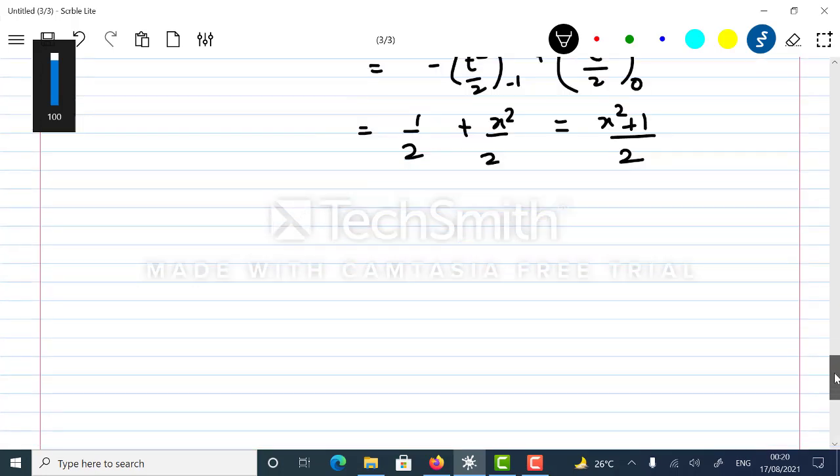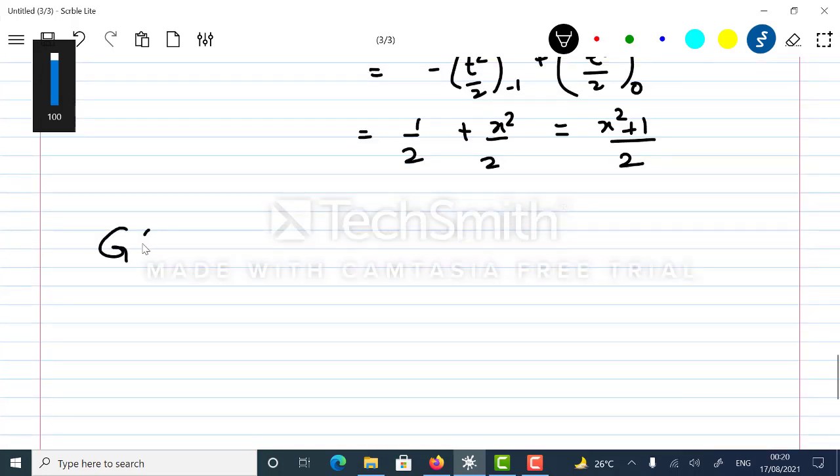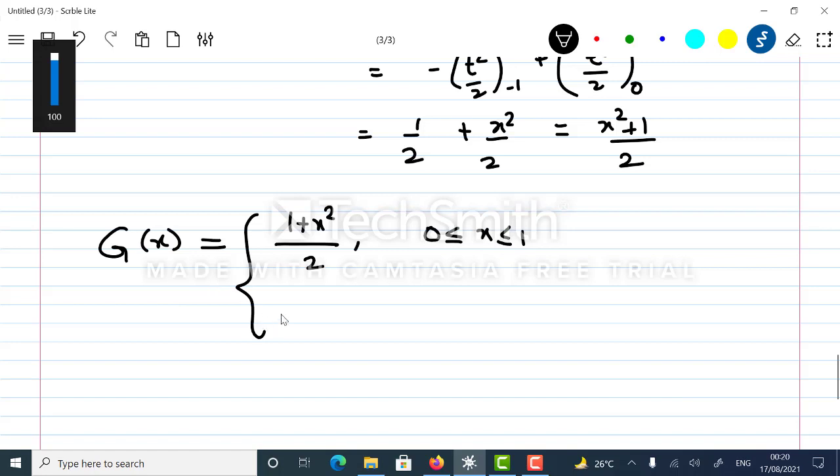So my final g of x, that is the indefinite integral, is 1 minus x square by 2 plus x square if x is between 0 to 1, and it is 1 minus x square upon 2 if x is between -1 to 0. Right.